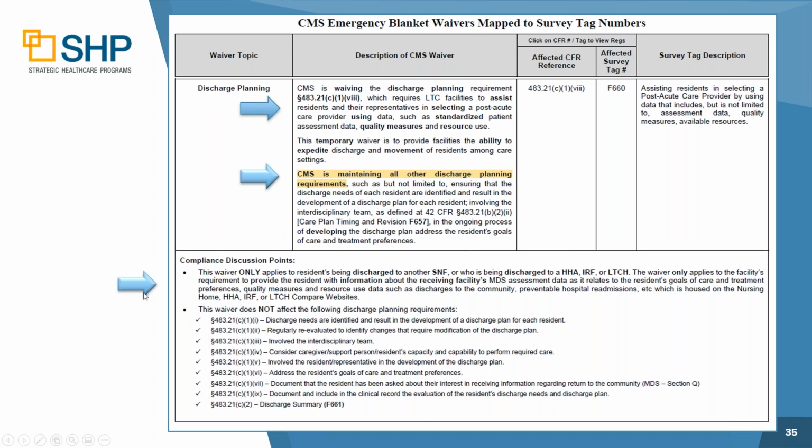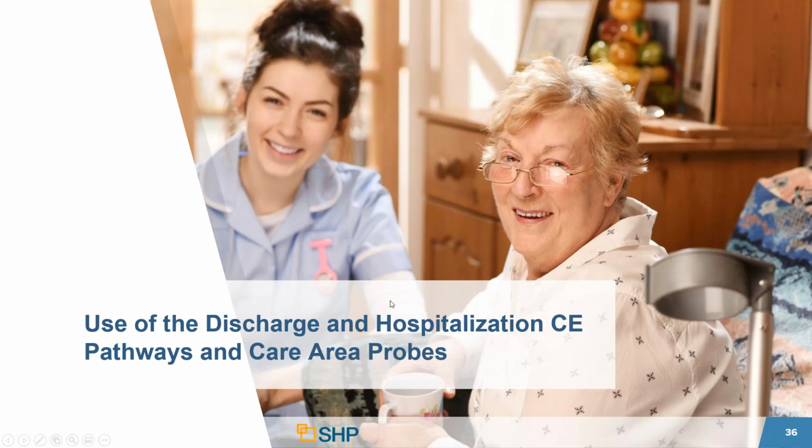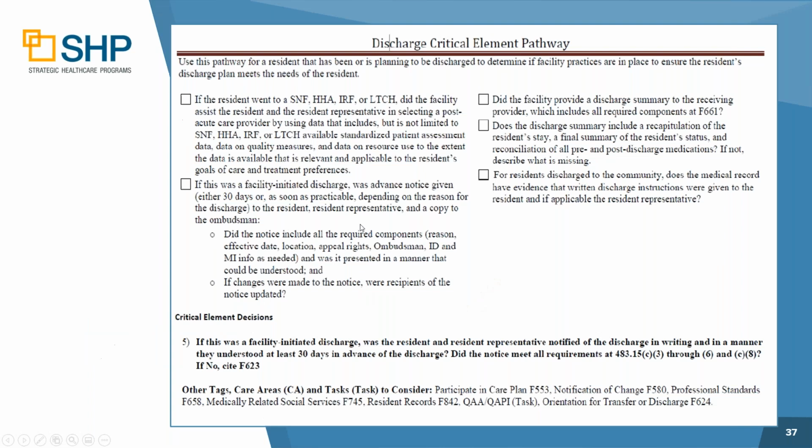So I encourage you, when you print this out and look at it, look at what these waivers do not affect, the following things. So you'll have an opportunity to look at that. Use of the discharge and hospitalization CE pathways and care area probes. They are looking at these questions. They're going to ask you, they're asking the resident, as a matter of fact, and the family, and they're looking at the medical record as well.